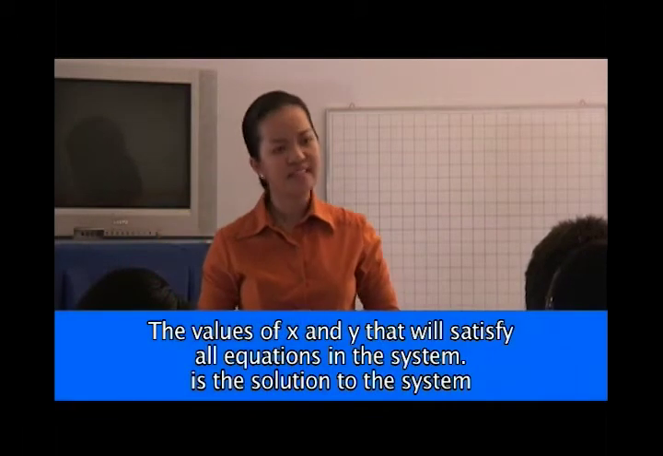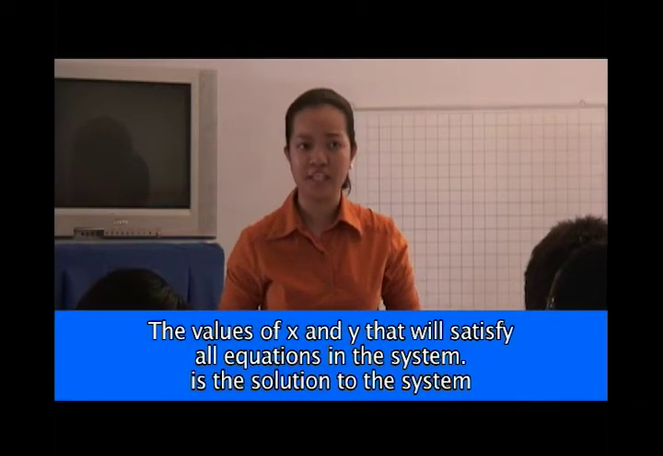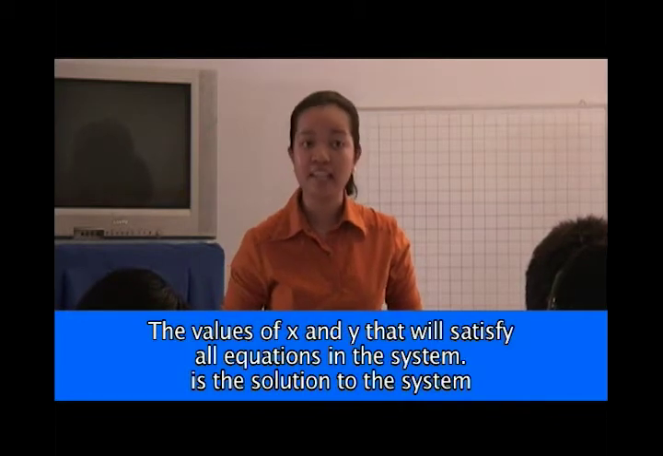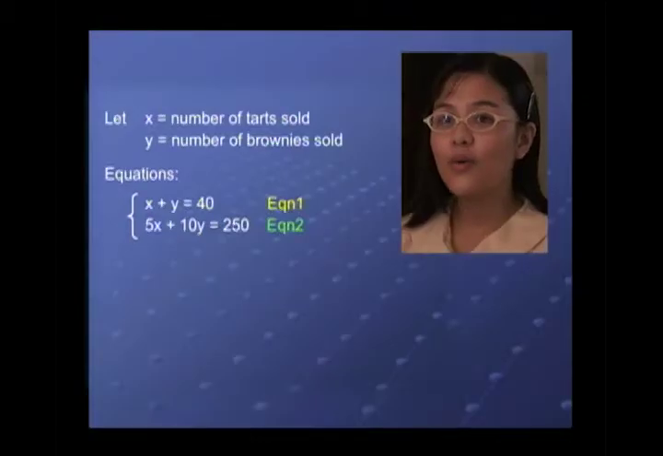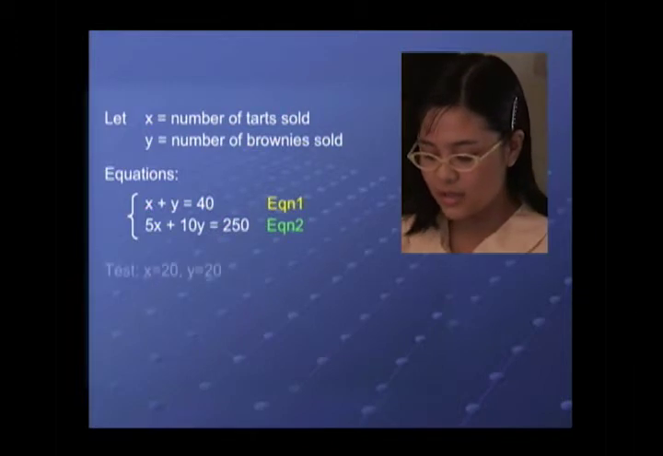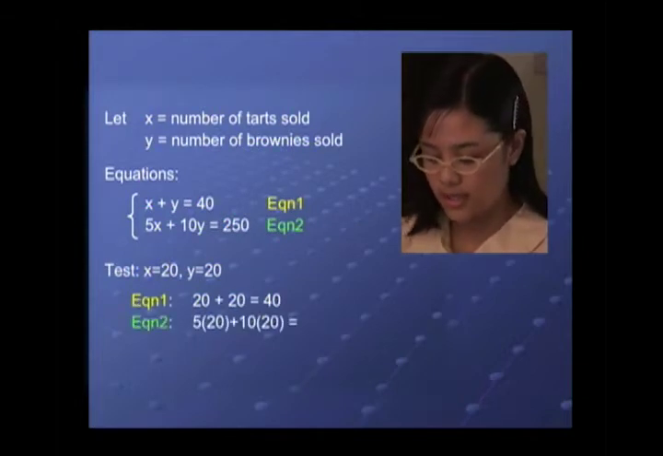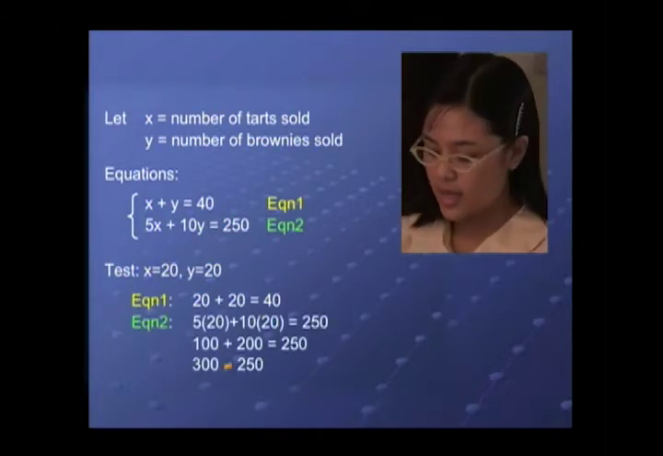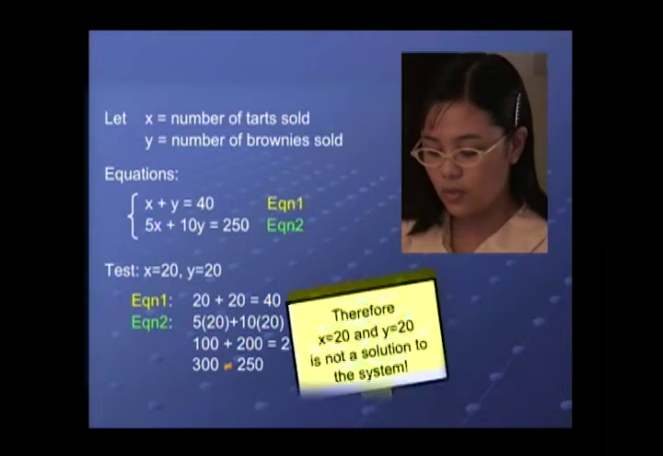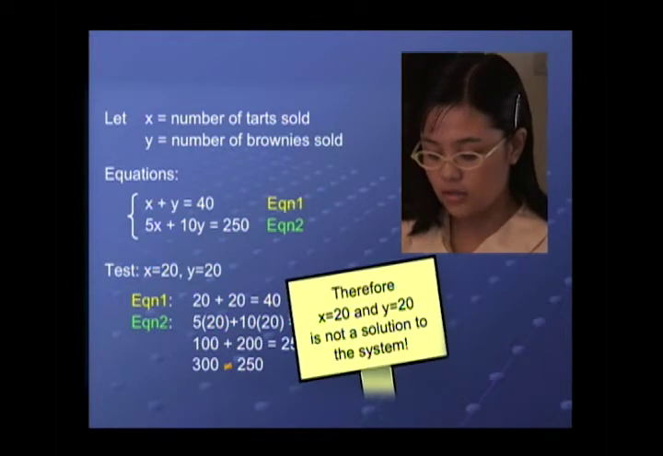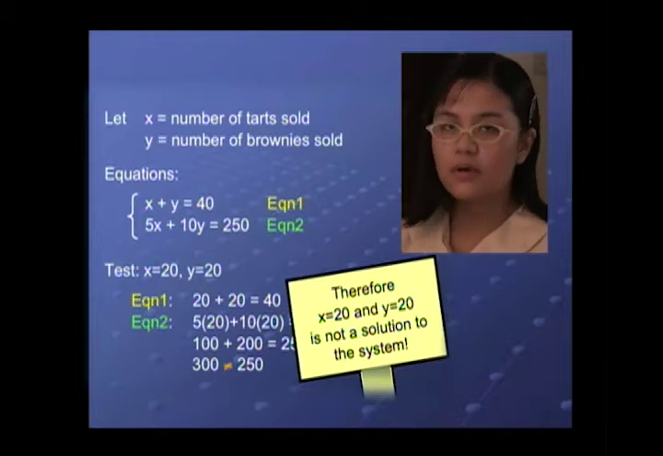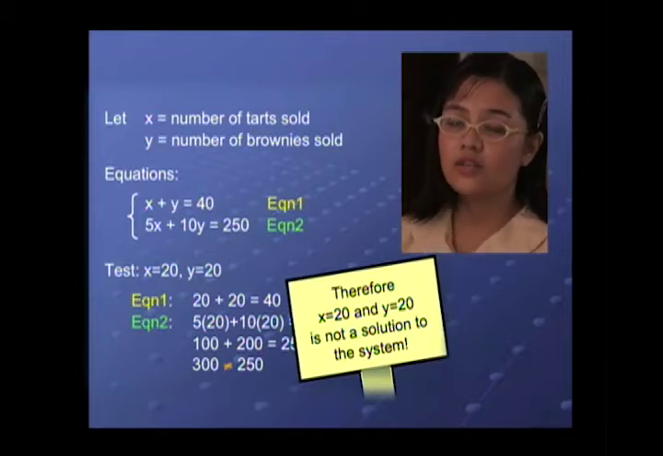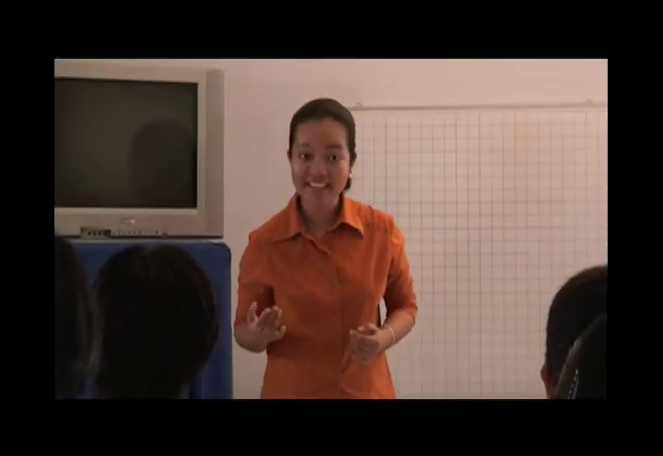Finding the ordered pair x and y that will satisfy both equations is the same as finding the solution to the system. Oh, I get it! X is equal to 20 and Y is equal to 20 is a solution for the first equation but not for the second. So, X equals 20 and Y equals 20 is not a solution to the system. But how do we find the values of X and Y that will satisfy both equations? Does anyone have any idea?